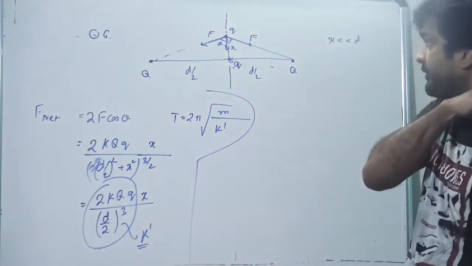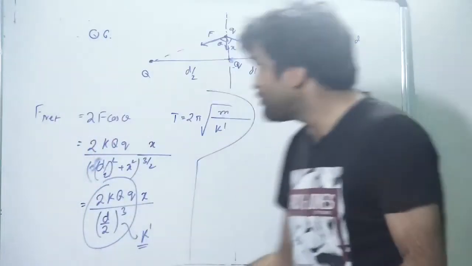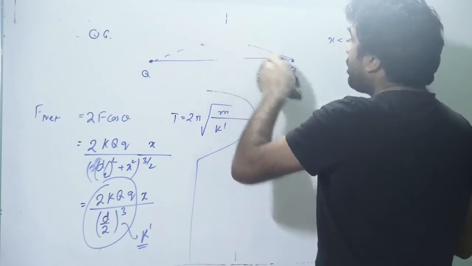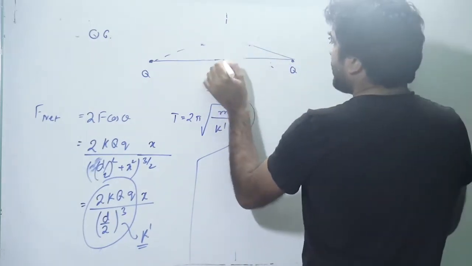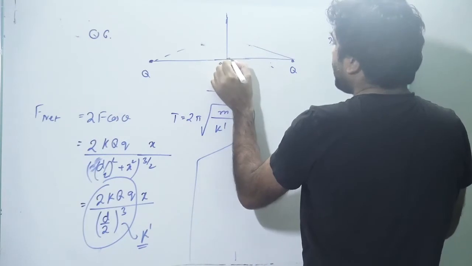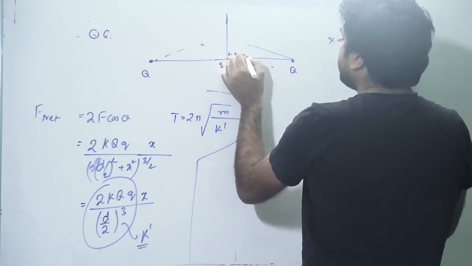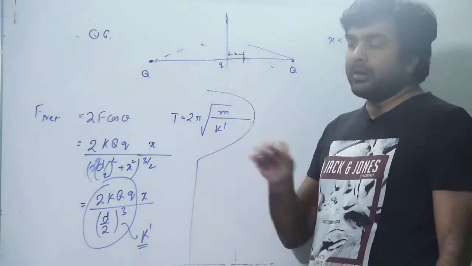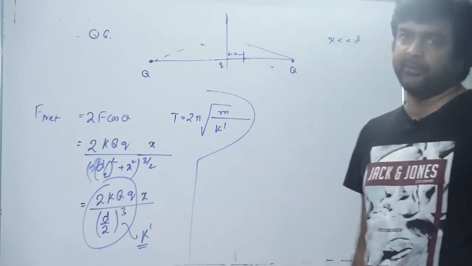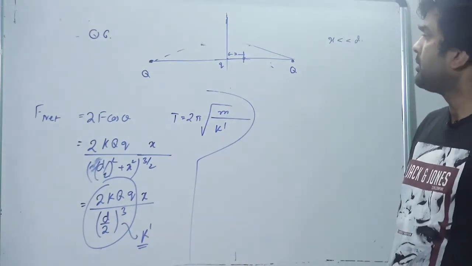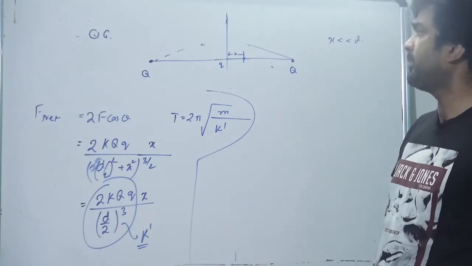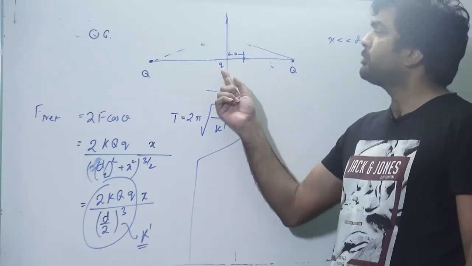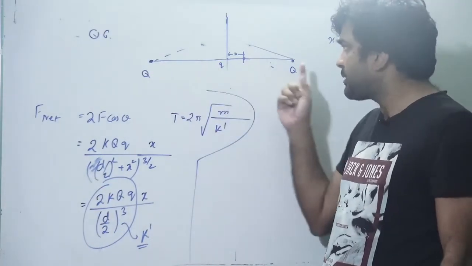Second part of the question is, if the charge q is displaced slightly along the line joining the two charges Q and Q, small displacement x, will it experience oscillation? And for small displacement x, find the time period of oscillation. So again here the necessary condition for the charge to oscillate is, in this particular condition, this q should also be positive if these two capital Q are positive.